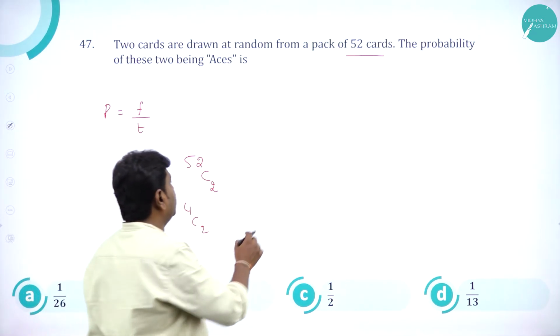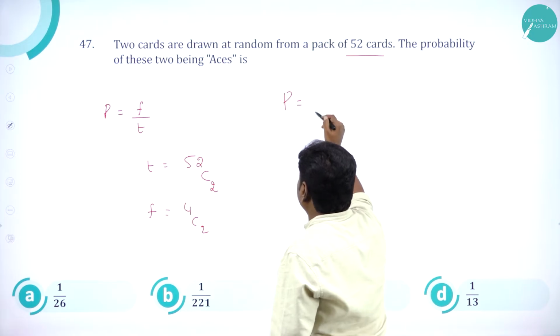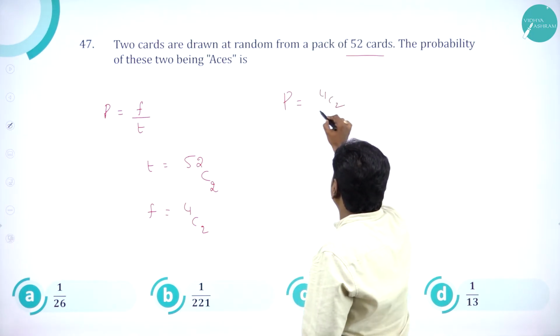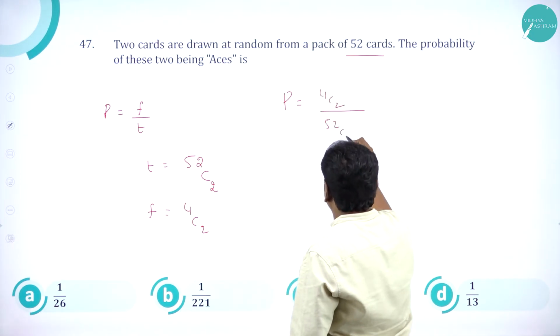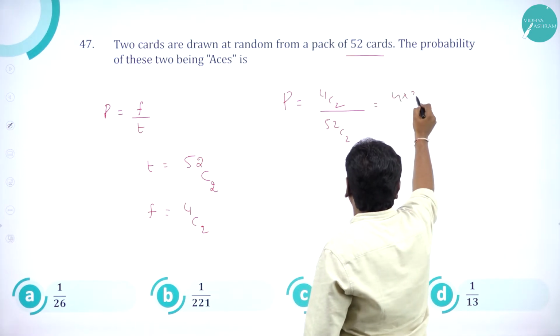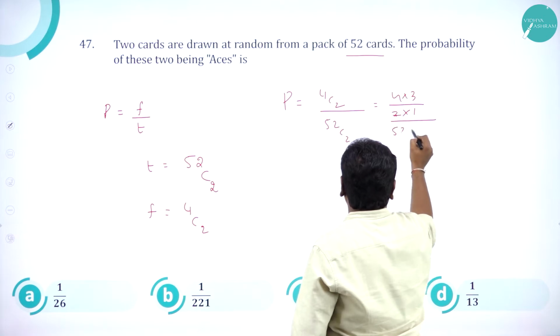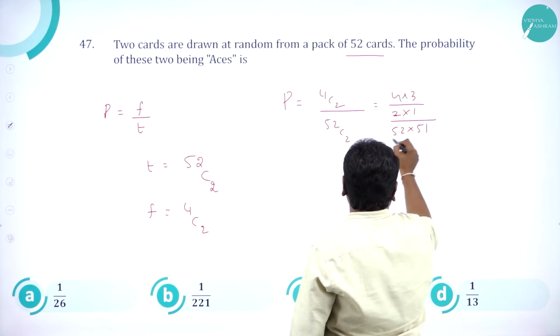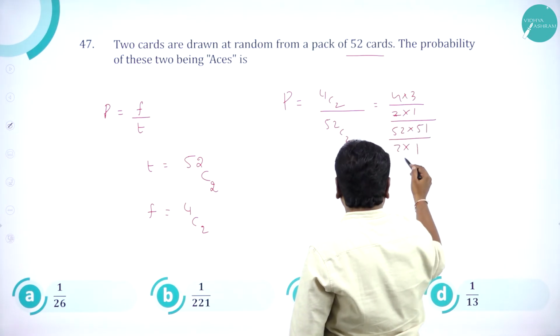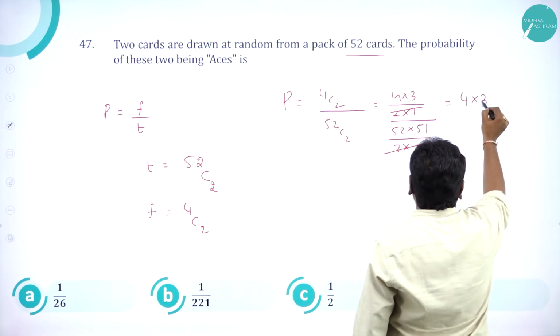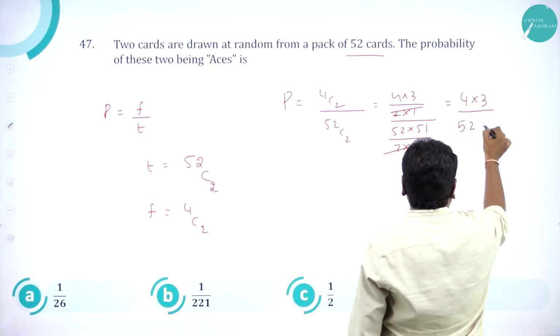4C2. Favorable, see, probability means favorable by total. Favorable is 4C2 ways, and total 52C2 ways. So, 4C2 is 4 into 3 divided by 2 into 1, and 52C2 is 52 into 51 divided by 2 into 1. So it is 4 into 3 divided by 52 into 51.